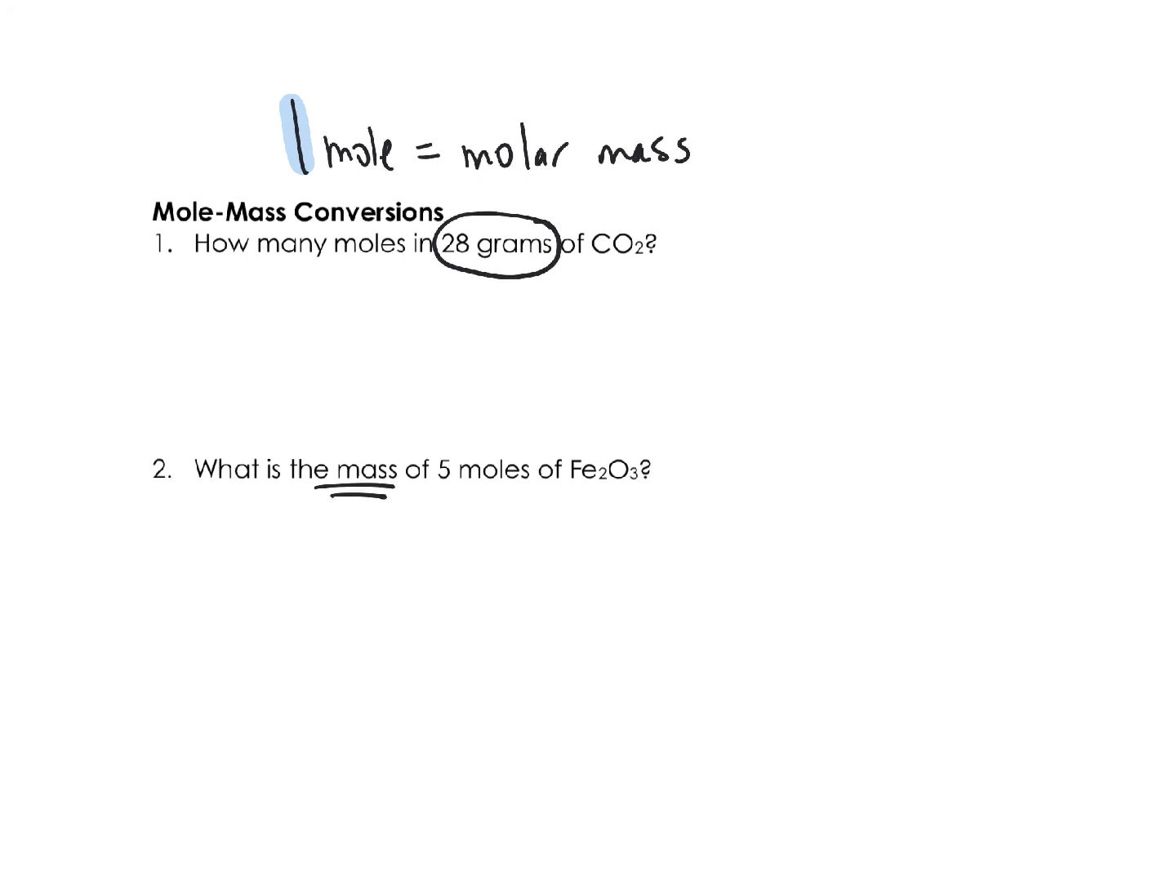So again, identify first what you're given. So I'm given 28 grams or I'm given 5 moles. And of course, identify then what it wants you to find. It wants me to find moles or it wants me to find mass. So if you can identify which you're given and what it is that you need to find, you can realize that, okay, this is the relationship I'm going to need to use. So that does mean we are going to need to find the molar mass of these two materials.